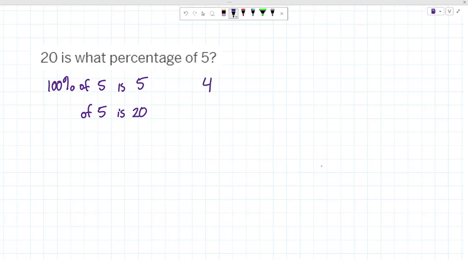Well, how are 5 and 20 related? 5 times what equals 20? That would be 4. So 20 is like 4 groups of 5, 4 groups of this 100%. So 20 is actually 400% of 5.